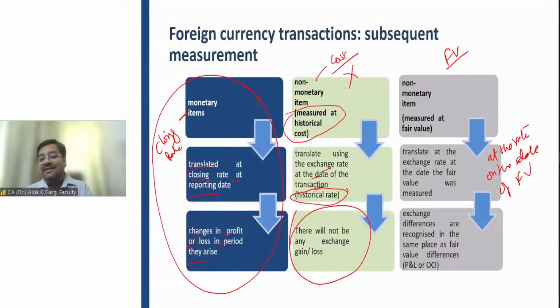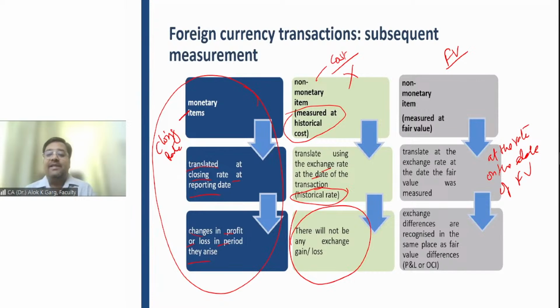Yes. Having discussed this, we now discuss what is the accounting for subsequent measurement, right? So the standard says that if it is a monetary item, you have to translate at the closing rate, right? And whatever difference there is will go to the P&L. For example, you have purchased a raw material for 1 lakh US dollars. At the time of purchase, the rate was 60 rupees. But at the time of reporting, the money was still outstanding to be paid to the creditor.